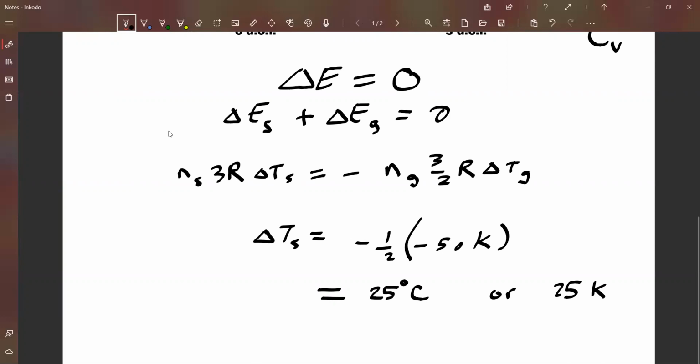I'll just judge you. All right, let's check the solution manual. Do they also get a temperature increase of 25 degrees Celsius? They do indeed. Bye-bye.